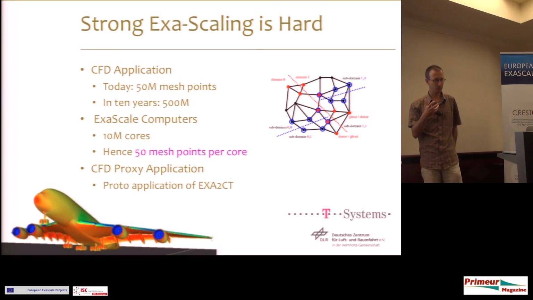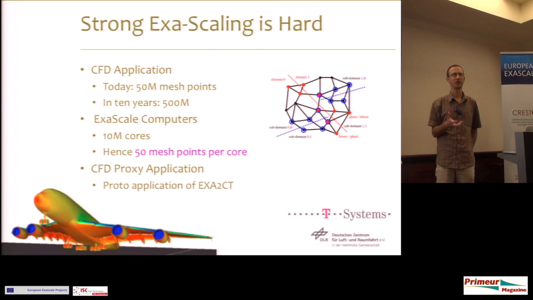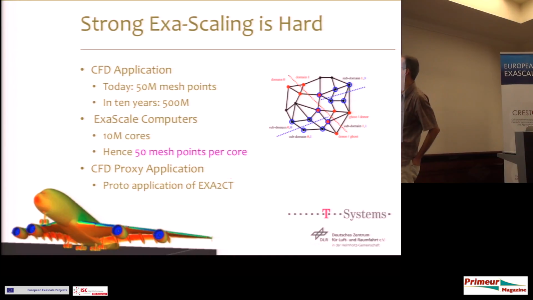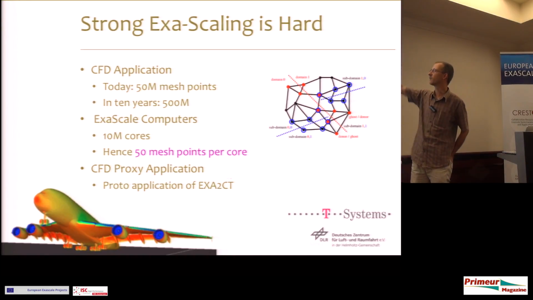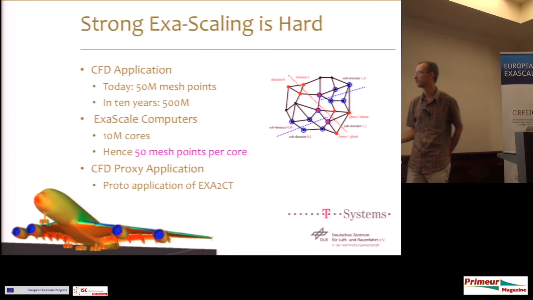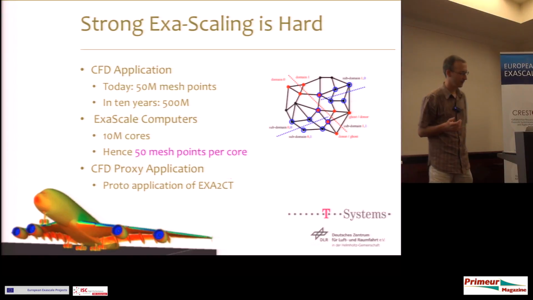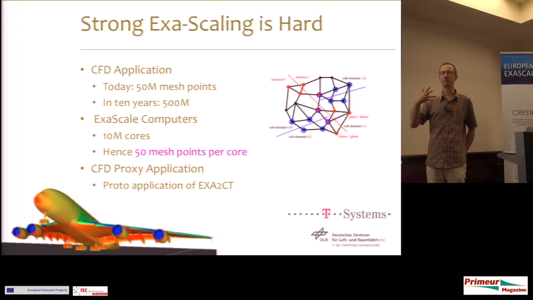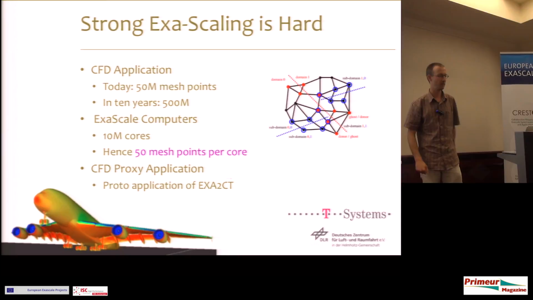So this will put a lot more stress on your application because you'll have a lot more communication versus computation than what you have now. So we took this situation, we extracted the relevant portion of the application, and we put this into something called a proxy or a proto-application. And we looked at how this proxy application scales, how we can make it scale better, and then how we can put what we've learned back into the real industrial application.